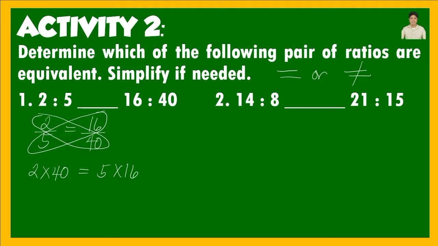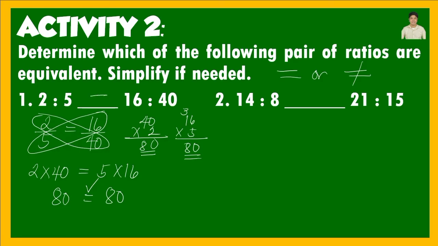Let's show 40 times 2. 0 times 2, 0. 4 times 2, 8. So, 80. Then 5 times 16, so 16 times 5. 6 times 5, 30. So, 0, carry 3. 1 times 5, 5 plus 3, 8. So, we also got a product of 80. Therefore, 80 equals 80. This means that 2 is to 5 and 16 is to 40 are equivalent.